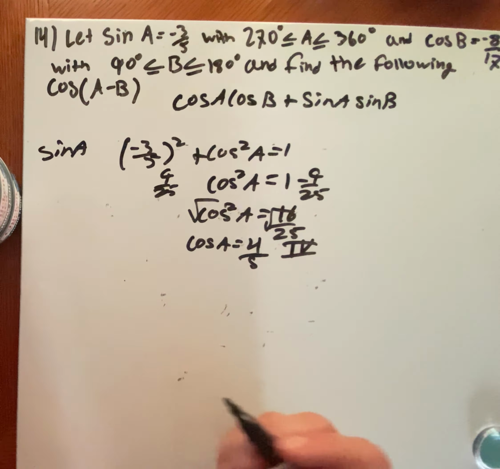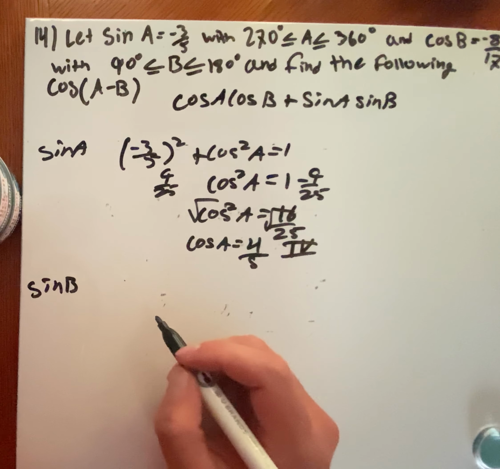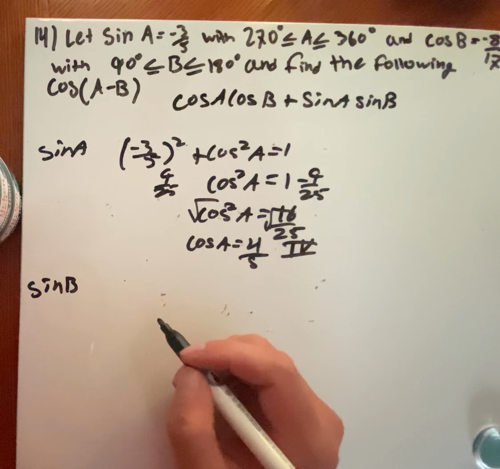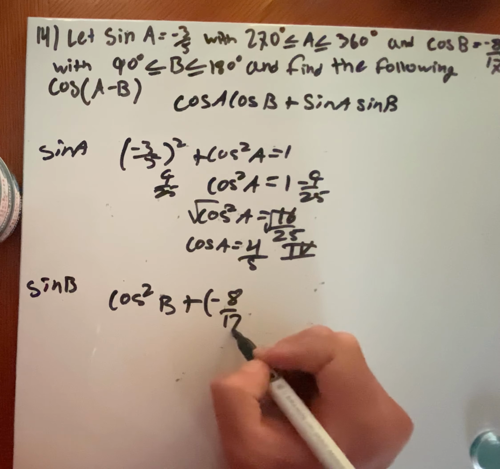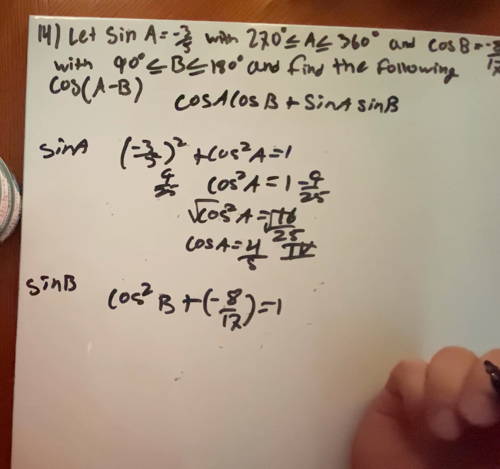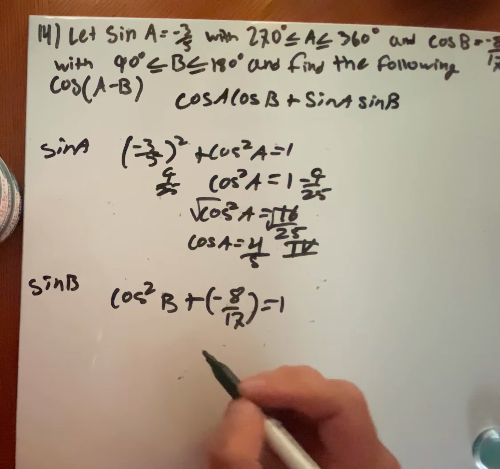Let's try to find sine B. With sine B, we're going to do the same thing. Sine squared B plus negative 8/17 squared equals 1. Oh, it's squared. So sine squared B plus 64/289 equals 1. And we're going to subtract from both sides.